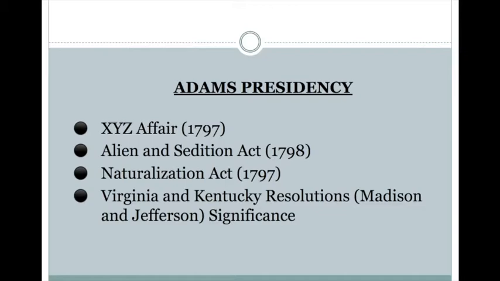The XYZ Affair also led to the Alien and Sedition Act of 1798. In fact, this was the greatest crisis for Adams. The Alien Act allowed the deportation of persons from abroad deemed dangerous by federal authorities. And the Sedition Act authorized the prosecution of any public assembly or publication critical of the American government. 18 people were charged with sedition, and 10 were convicted.